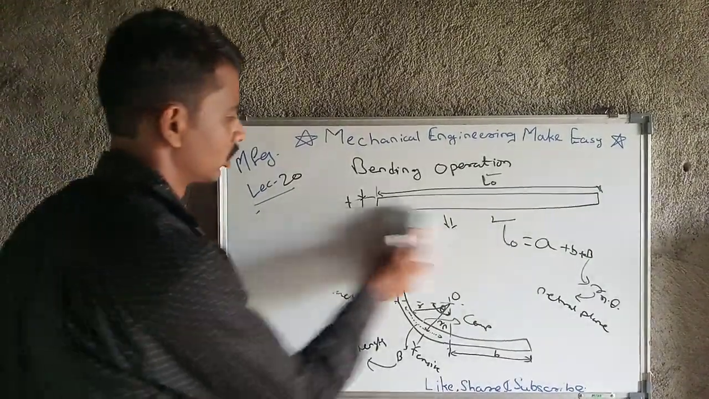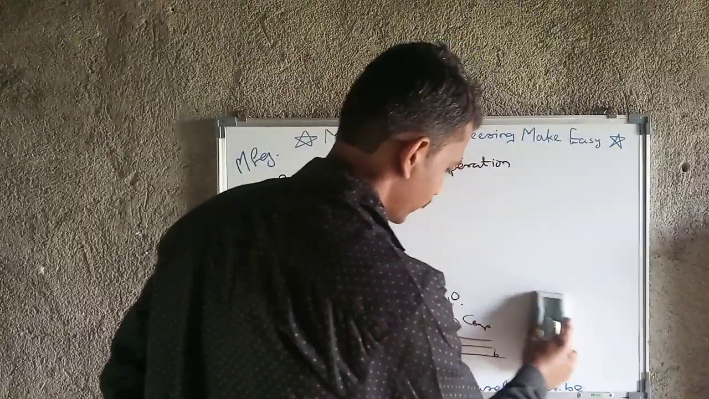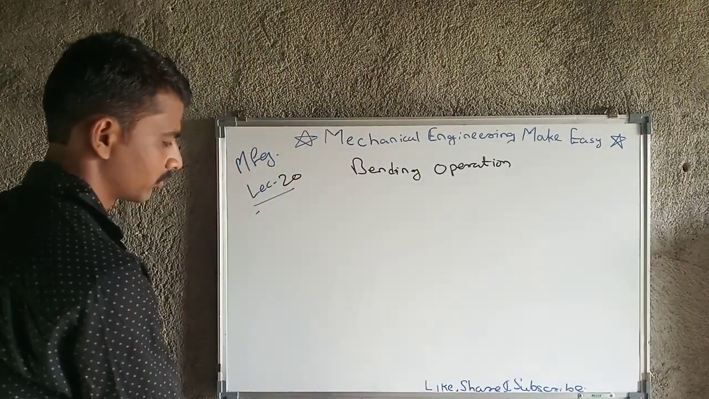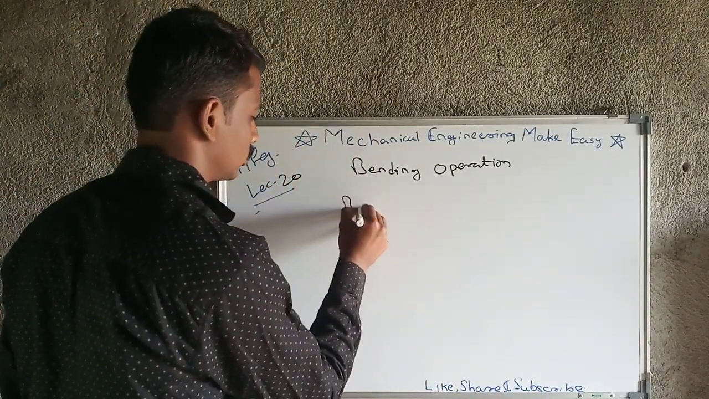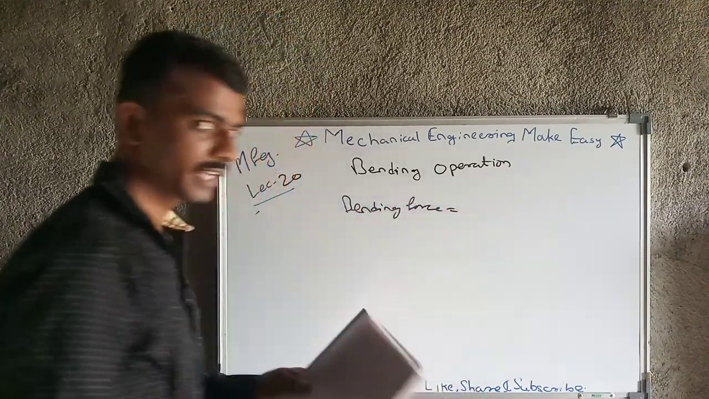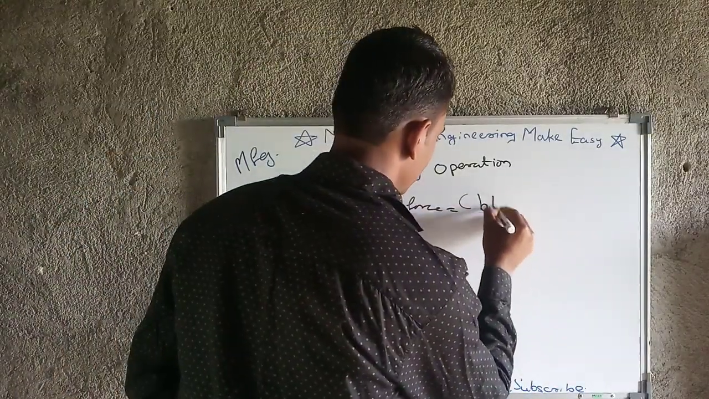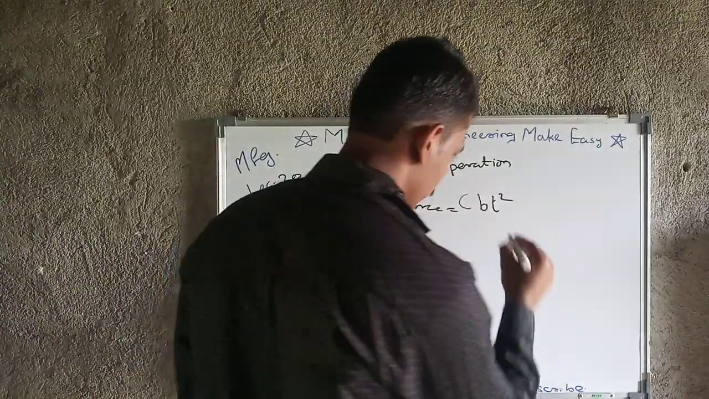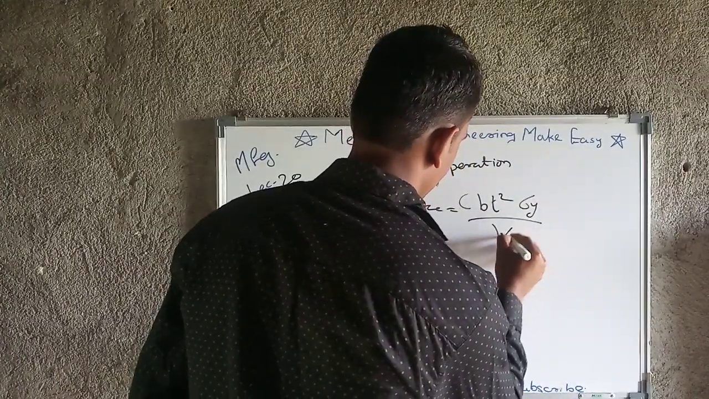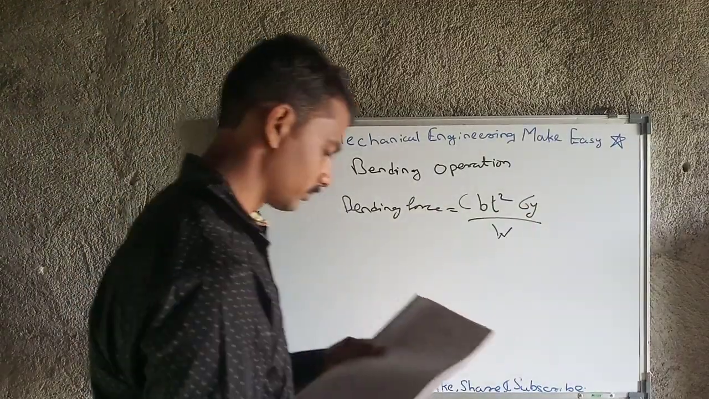As we are performing the bending operation, for performing that operation we will need some force, and that force is the bending force. Bending force has the value C B T square into sigma y divided by W. This is the formula for bending force. I will discuss all the terms.